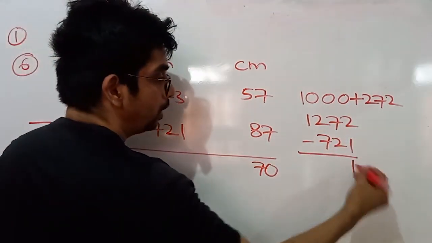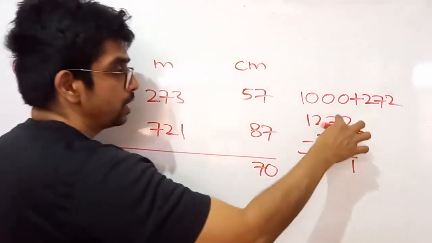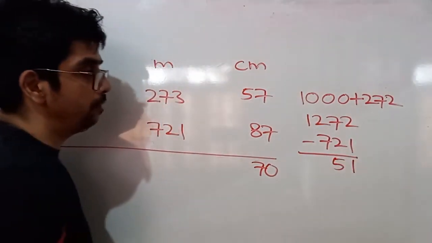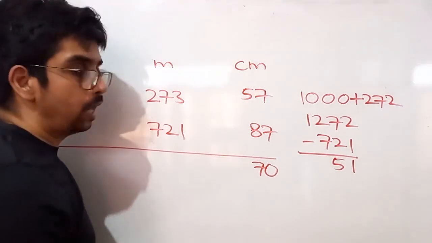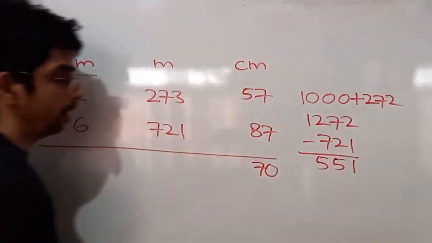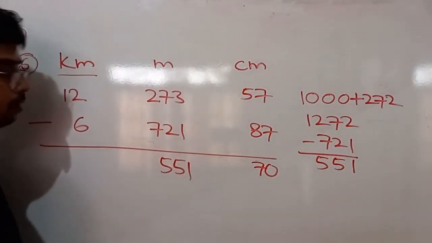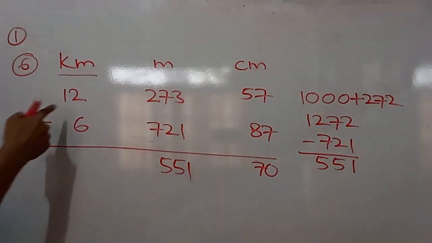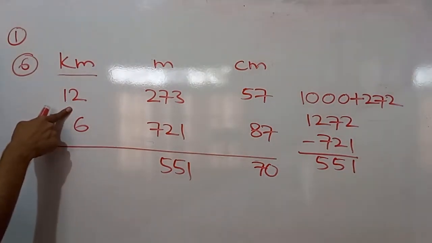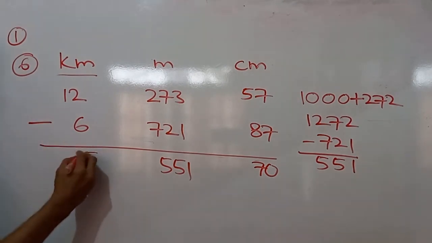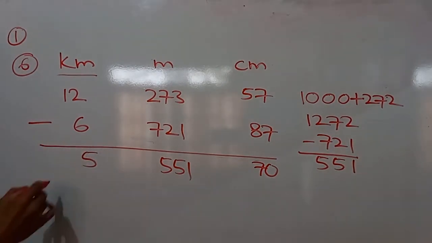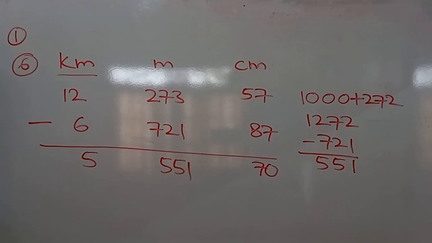2 minus 1, that's a 1. 7 minus 2, that's a 5. 2 minus 7, we can't do. 12 minus 7, we know that's a 5. So 551. Here, the remainder will be what? 11. 11 minus 6, we know that's a 5. So this will be the answer. 5 kilometers, 551 meters and 70 centimeters.